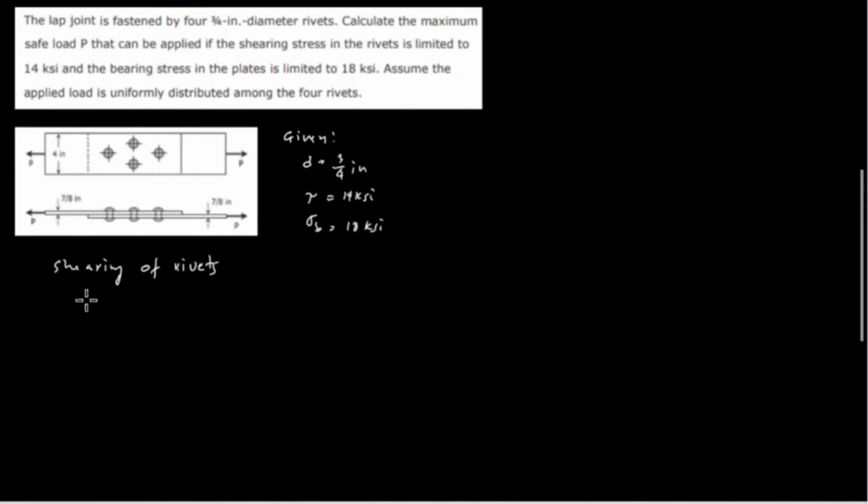Okay, so P is equal to tau times A, where A is the area of the circle. So equate the shearing stress, 14 psi, multiplied by the area of the circle, pi over 4, and 3/4 inch squared. So the value for P is equal to 24.74 kips or kilopounds.